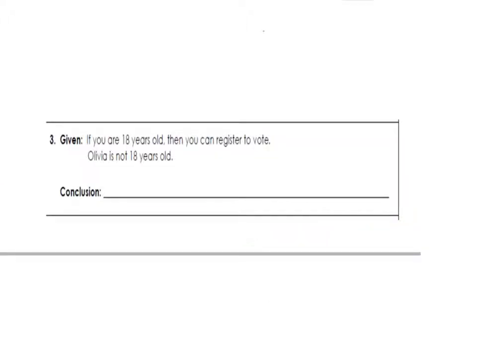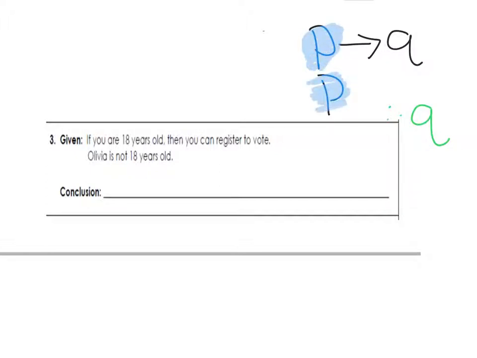Let's see if this statement follows the law of detachment. The first thing I want to do is write down what the law of detachment is. P, arrow Q. The next statement says P. And so therefore my conclusion should be Q. So I want these two P's to say the same thing. And if they do, I have a valid conclusion, which is Q. So let's mark it up. You are 18 years old. That's a P. You can register to vote. That's a Q.